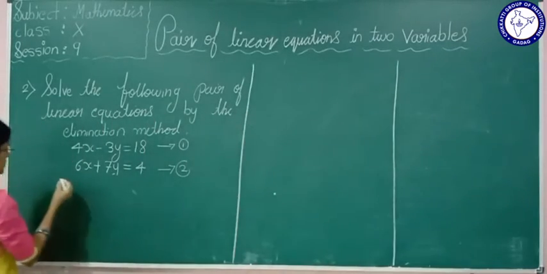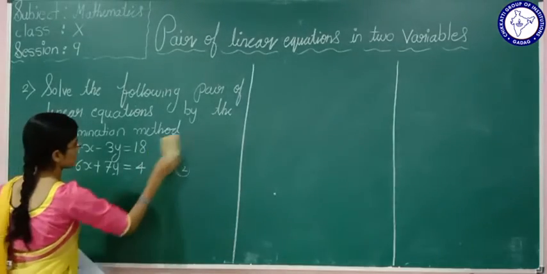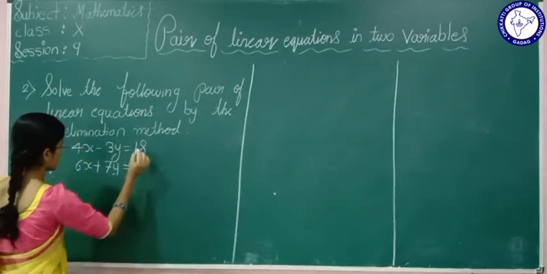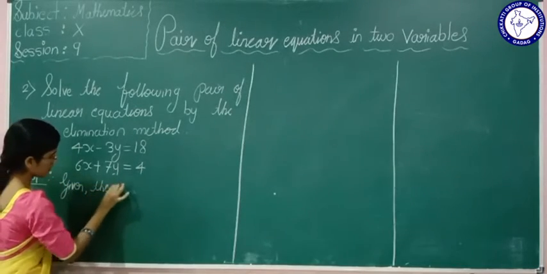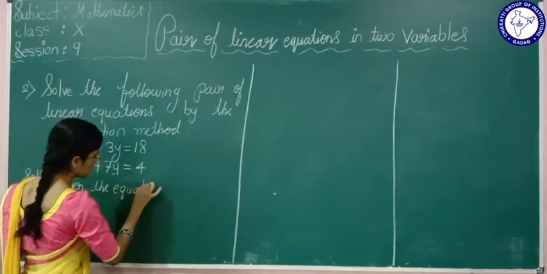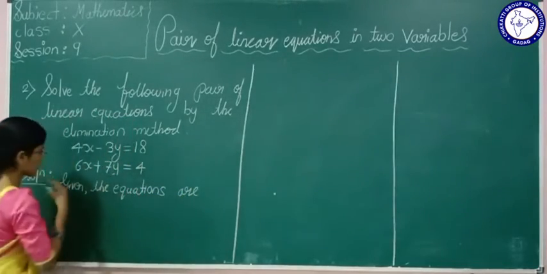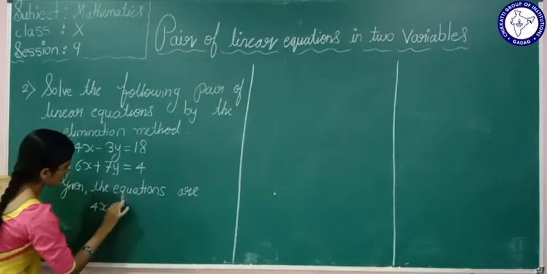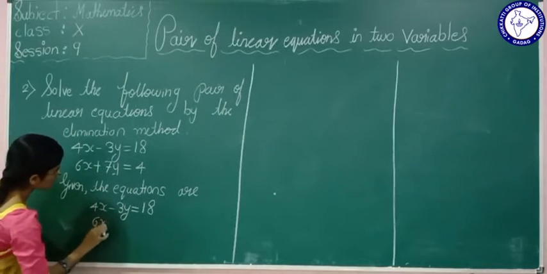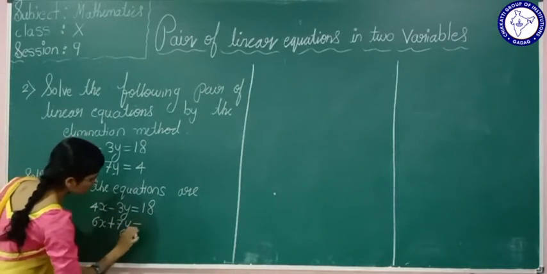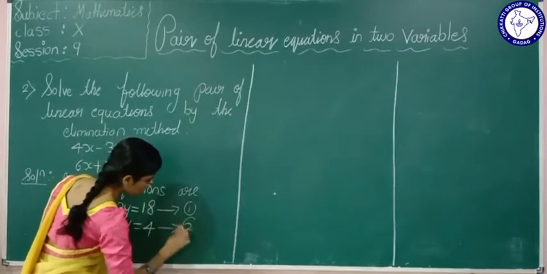Now see students, this is the question. The given equations are 4x minus 3y is equal to 18 and 6x plus 7y is equal to 4. Call this as equation 1 and this as equation 2.